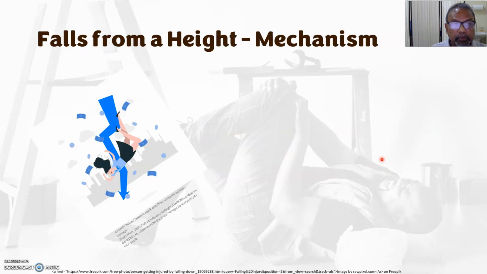Alright, so let's think about the mechanism of action from a fall from a height, and for these purposes we're really thinking about what we call falls with axial compression. So you either fall onto your head and the force is transmitted from your head up your spine through your legs, or alternatively you fall on your feet and the force is transmitted through your feet up through your lower limbs, through your pelvis, up through your spine.